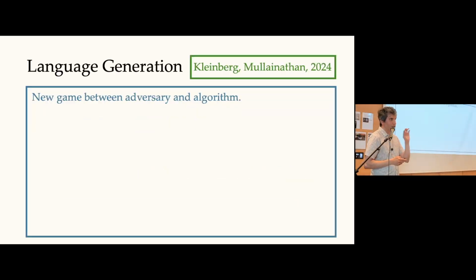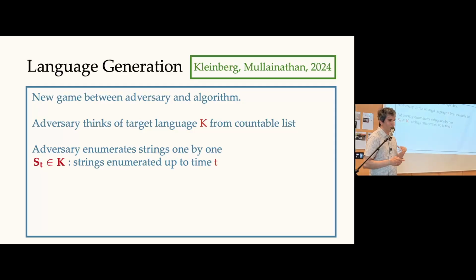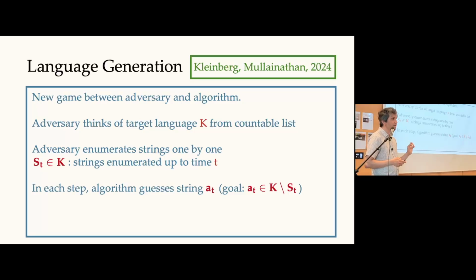So they said, okay, let's now define a new game between the adversary and the algorithm. Same setup as before. The adversary thinks of a target language from a countable list. The adversary enumerates strings one by one. Let's say at time t, S_t is the set of strings that have been presented so far. And at each step, now the algorithm doesn't guess an index of a language, it actually guesses a string a_t, and the hope of the algorithm is that this string belongs to the target language. Okay, and of course, we don't get credit if we just repeat some strings that have been presented to us.